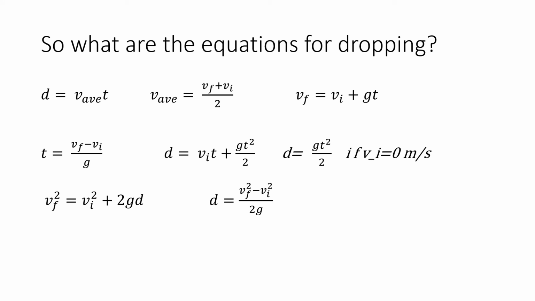One of the things that happens, though, when vi is 0 is that some of these equations are going to change. When we're dropping something, vi is 0, this term goes away, which is why we get this equation right here. This term right here will go away too: d equals vf squared over 2g. If we know the final velocity of the object, we can find out how far it fell. And in this equation right here, the vi squared will go away. So if we want to know the final velocity of an object based on how far it fell, all we need to know is d. All we need to know is that distance, and we're going to know the final velocity because g is now a constant. So understanding all those relationships is really important when dealing with dropping.